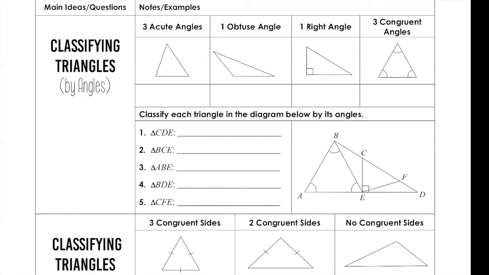All right, weirdos. So today we're talking about classifying triangles. So we've got two ways to classify a triangle, either by its angles or by its sides. So we've got four names when we're going by angles. If we've got three acute angles, what do you think the name of the triangle is? It's a cute triangle. So cute. So it's an acute triangle.